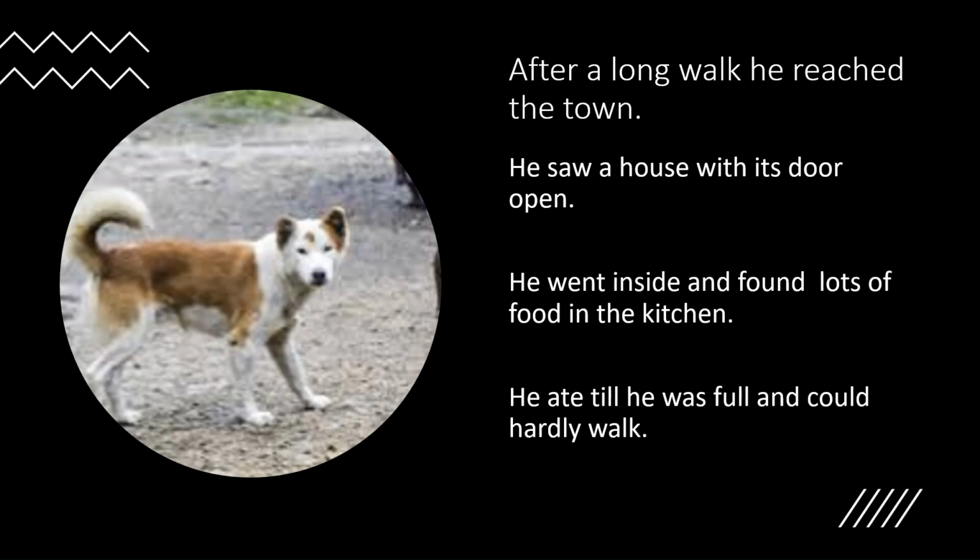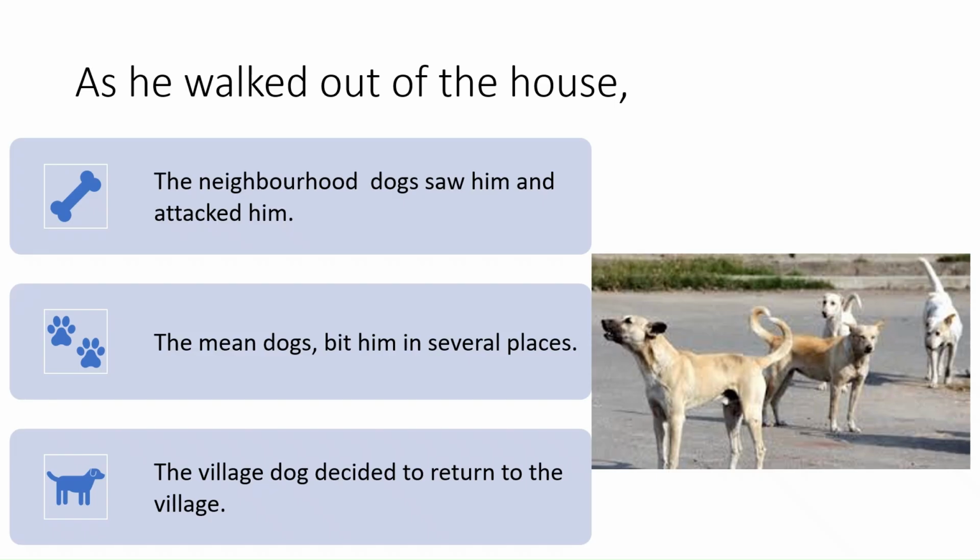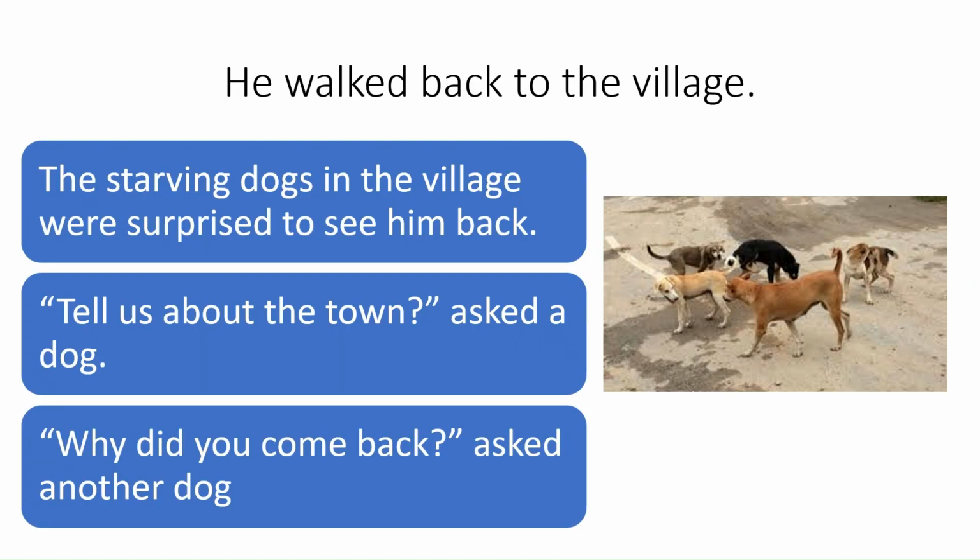He went inside and found lots of food in the kitchen. He ate till he was full and could hardly walk. As he walked out of the house, the neighborhood dogs saw him and attacked him. The mean dogs bit him in several places. The village dog decided to return to the village. He walked back to the village.